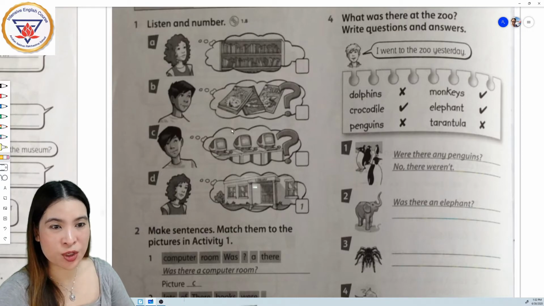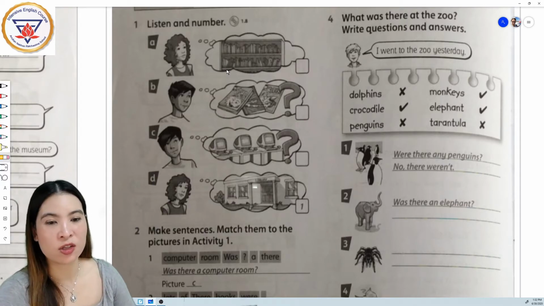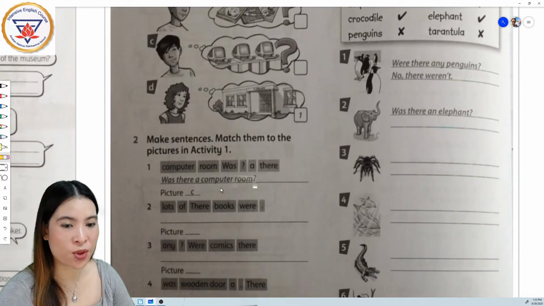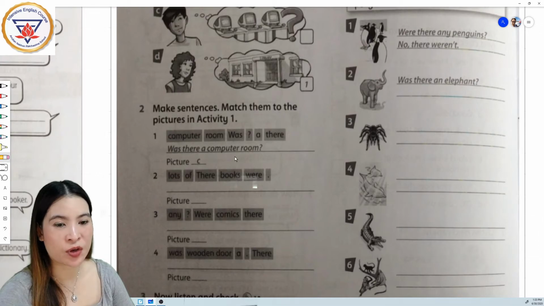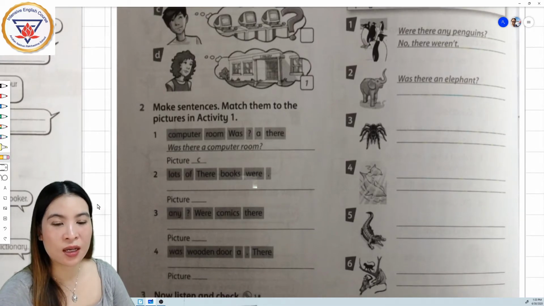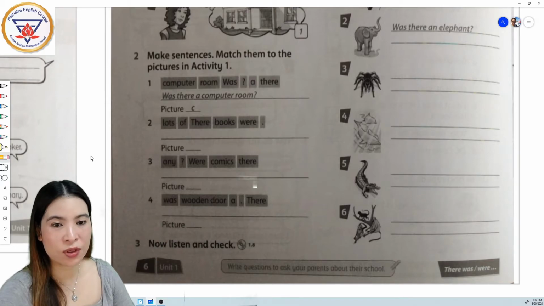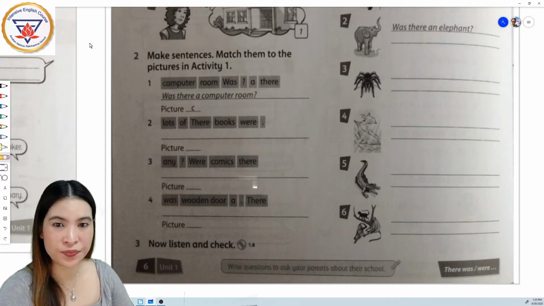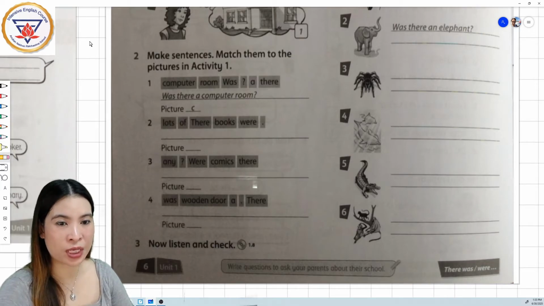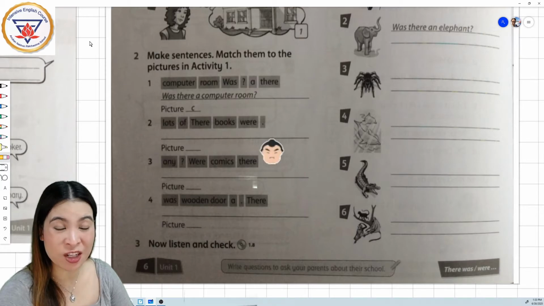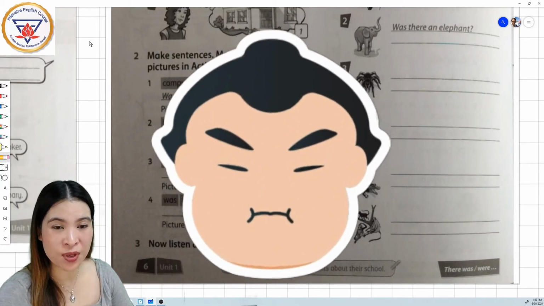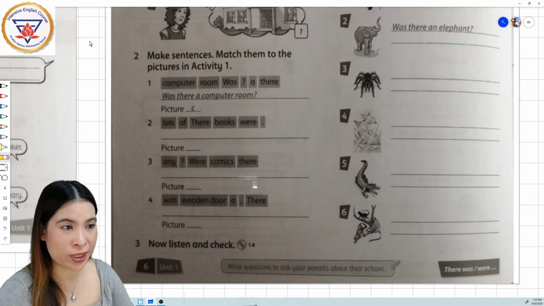So these 4 pictures, they were talking about stuff. And the one that we're talking about computers is picture C. So they were asking, was there a computer room? The answer is picture C. So as you know, you go on and do number 2, 3, and 4 after this video has finished. Don't do it yet because I'll give you another assignment that I need to explain to you. You have to understand first before you'll be able to do it.